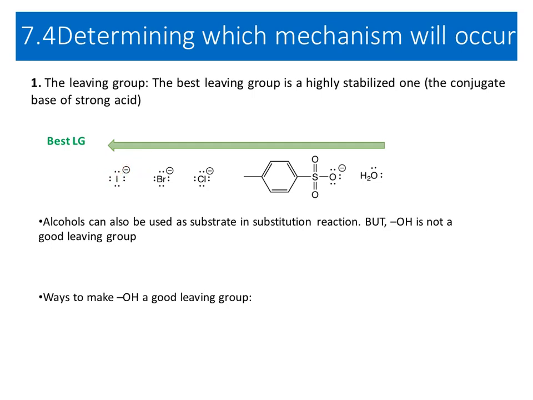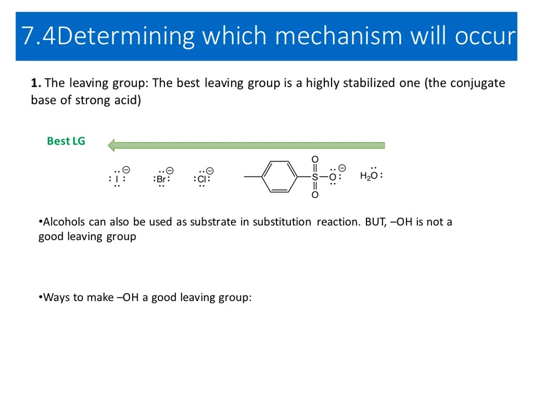We know in the periodic table from top to the bottom, atoms get larger. Therefore, the negative charge will be more stable on a larger atom. So iodine would be the number one. Then we have bromine, chlorine. Fluorine cannot act as a good leaving group because it's too small and it cannot stabilize the negative charge.